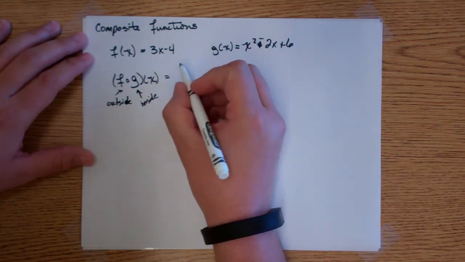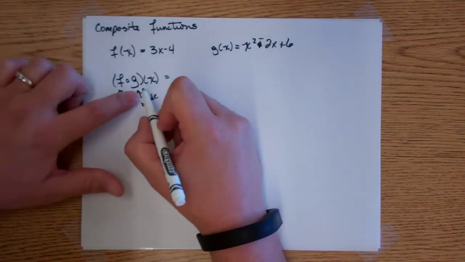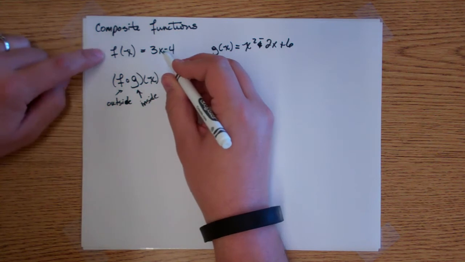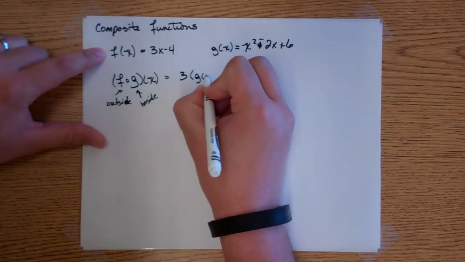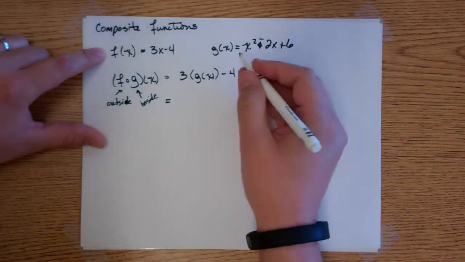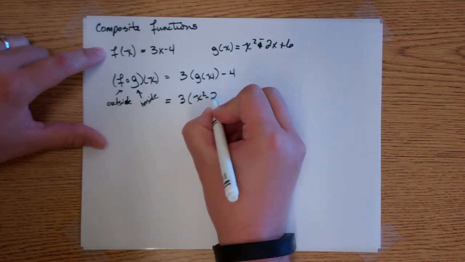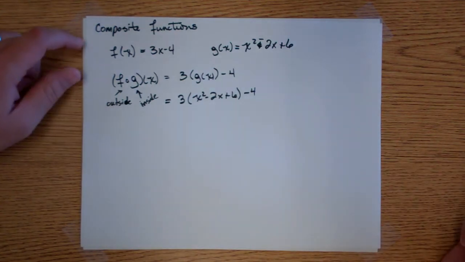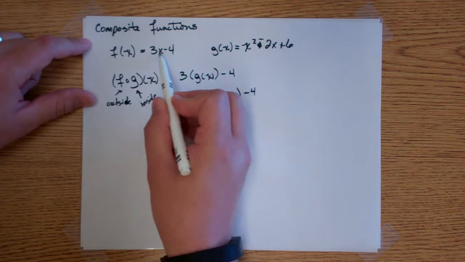What does that mean? Well, it means that we're going to take f and evaluate it at g. So any place we see an x in f of x, we're going to write in g of x. So we're going to have 3 g of x minus 4. What does that look like when we plug this in? Well, it's going to be 3 parentheses x squared minus 2x plus 6 minus 4. See, all we did was take g of x and plug it in where we had an x.